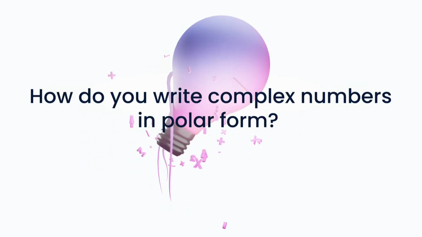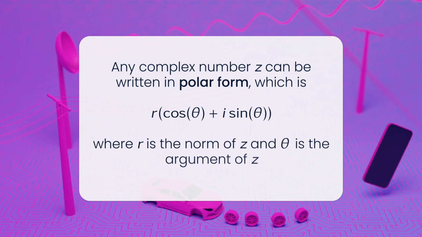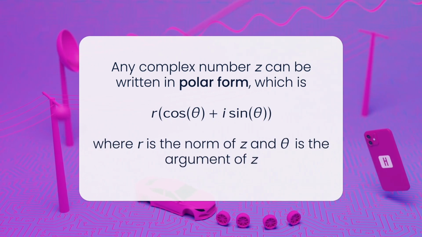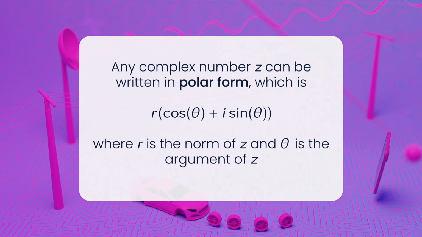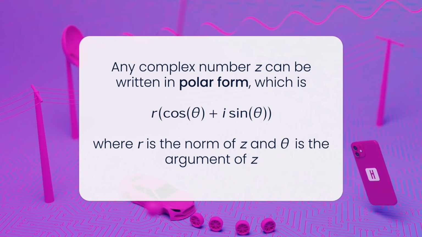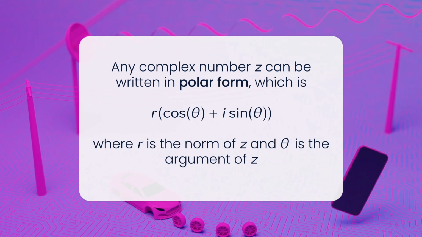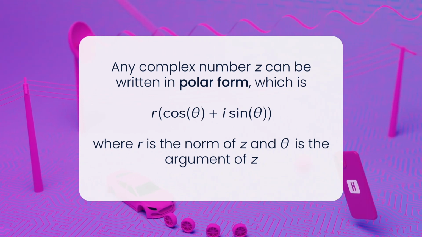How do you write complex numbers in polar form? Any complex number z can be written in polar form, which is r times the cosine of theta plus i times the sine of theta, where r is the norm of z and theta is the argument of z. Let's investigate why this makes sense by looking at a general complex number, z.